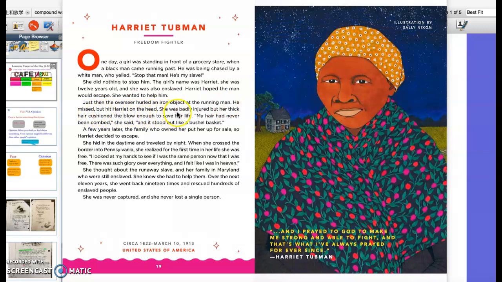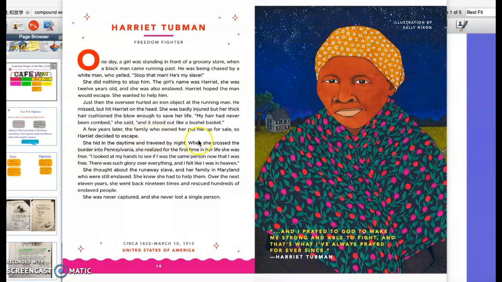She was badly injured, but her thick hair cushioned the blow enough to save her life. "My hair had never been combed," she said, "and it stood out like a bushel basket." A few years later, the family who owned her put her up for sale, so Harriet decided to escape.